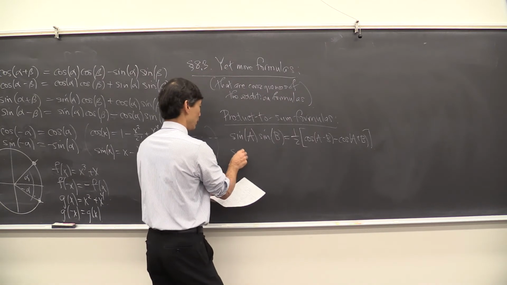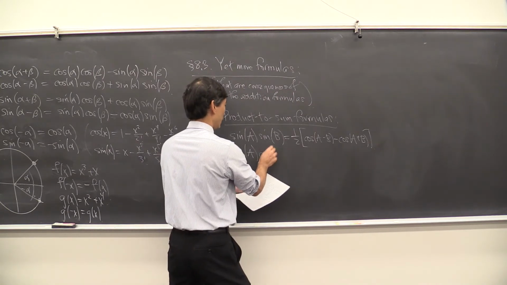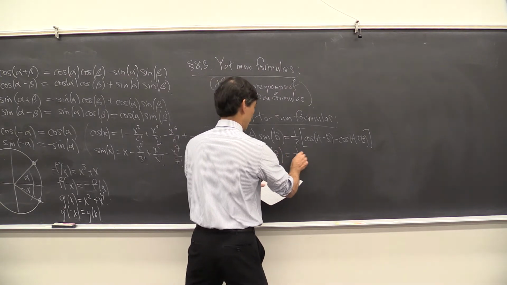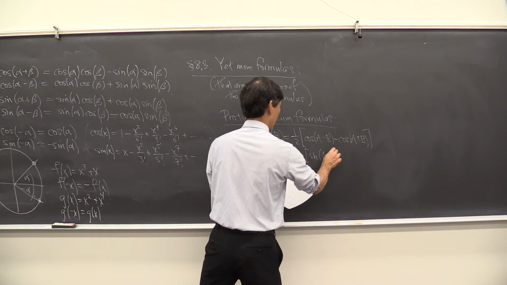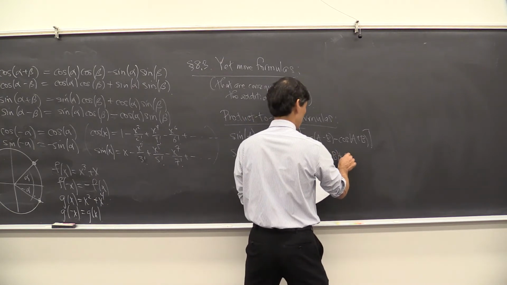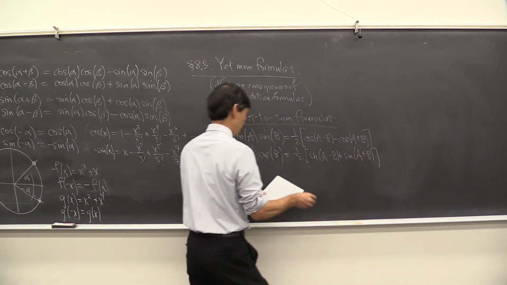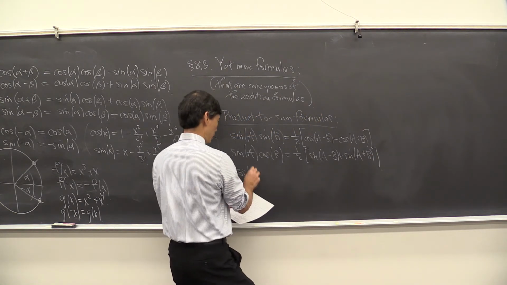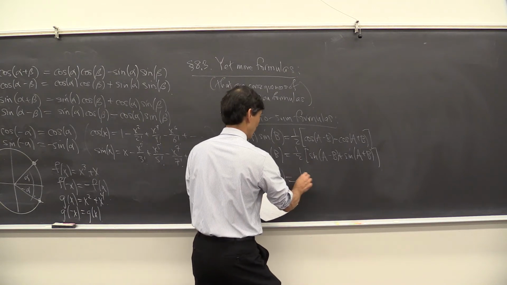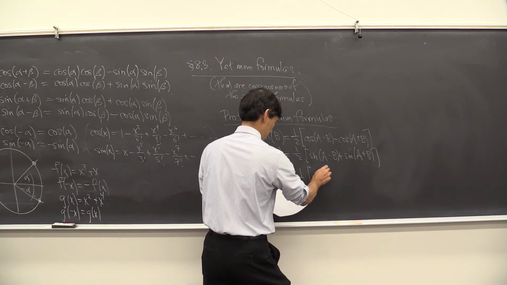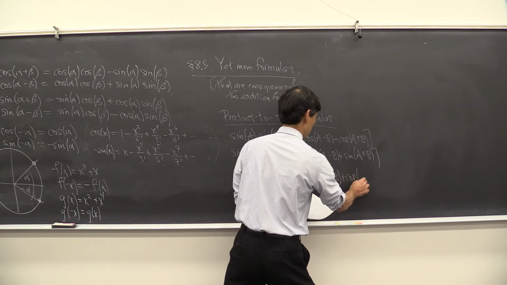You can just watch. Sine of A cosine of B is 1/2 of sine of A minus B plus sine of A plus B. And cosine A cosine B equals 1/2 of cosine of A minus B plus cosine of A plus B.